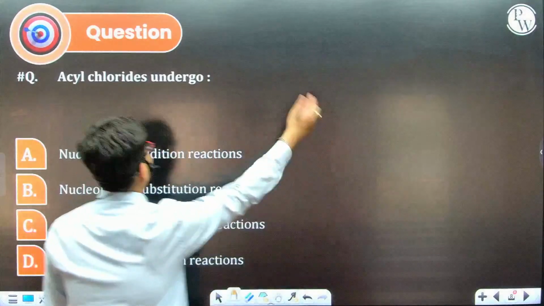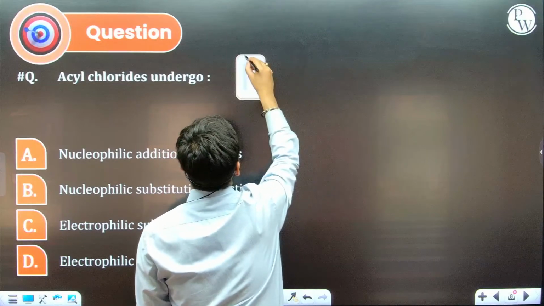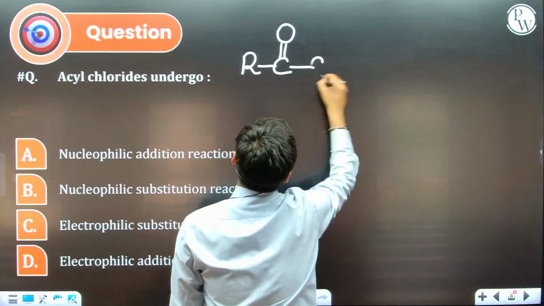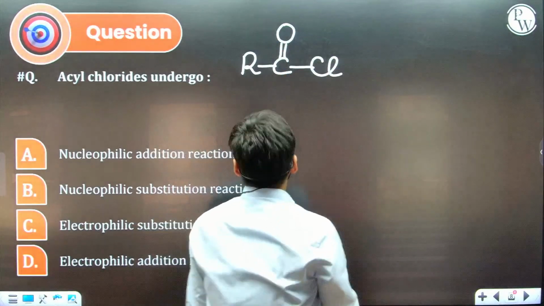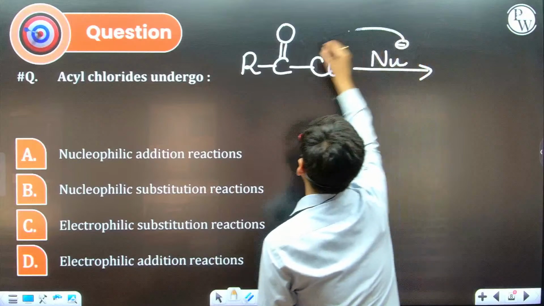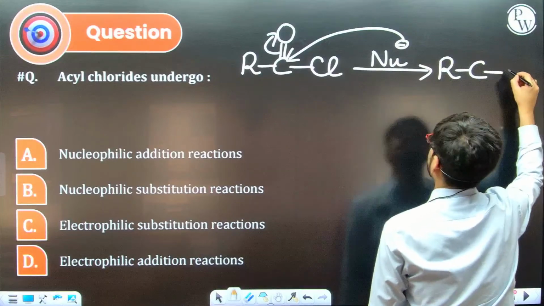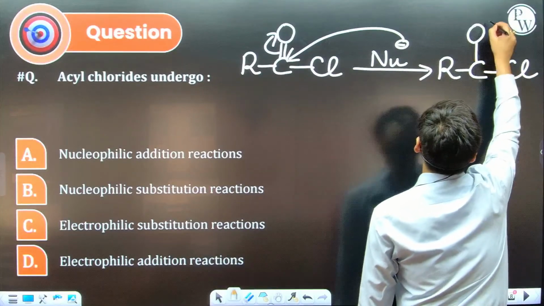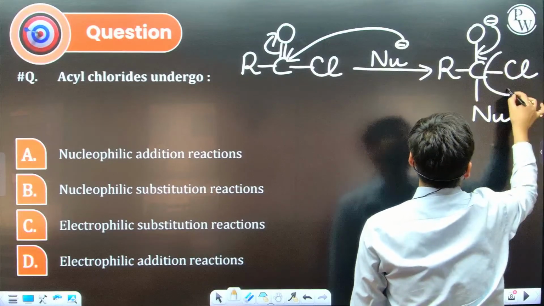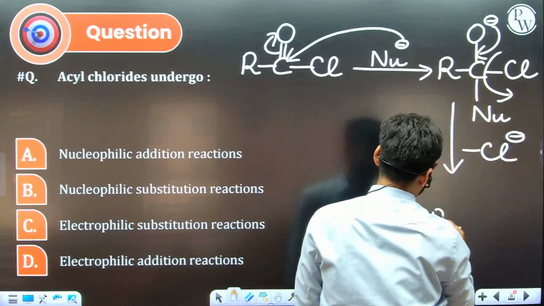Acyl chlorides undergo... So what is acyl chloride? This is acyl chloride, right? Now what happens? We all know that if a nucleophile is added to this, then the mechanism happens in this way. And immediately this process takes place. Cl minus acts as a leaving group, and we get this as the product.